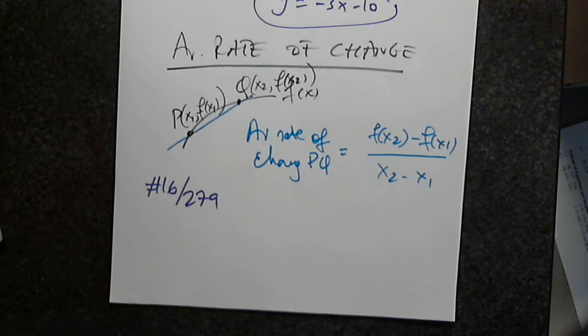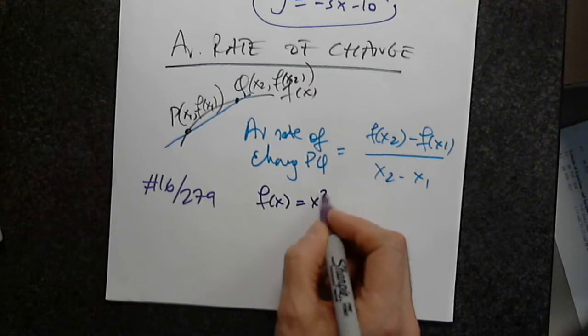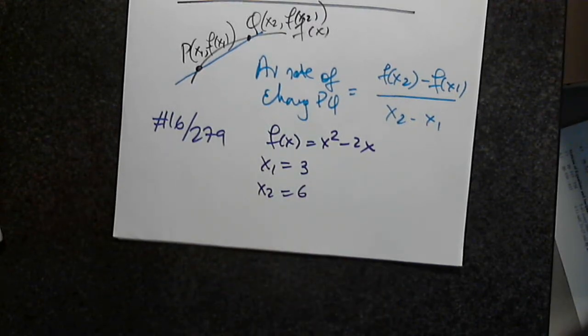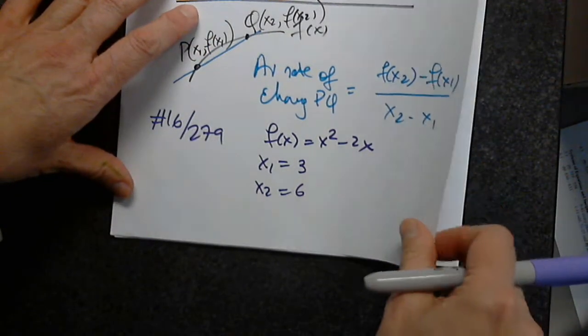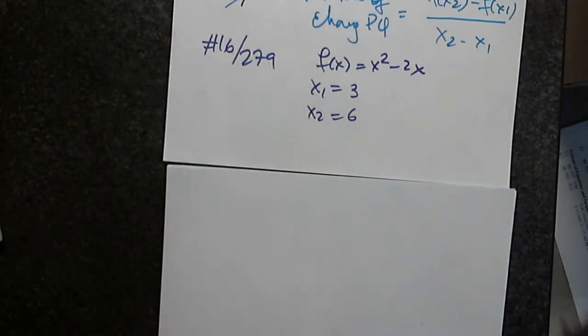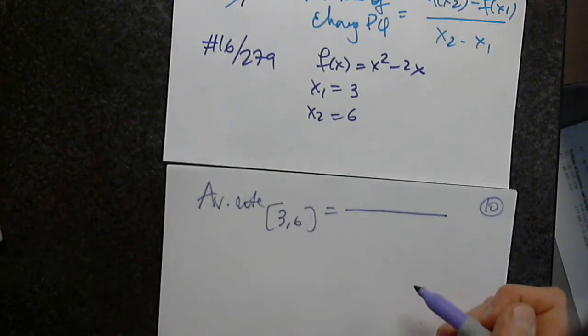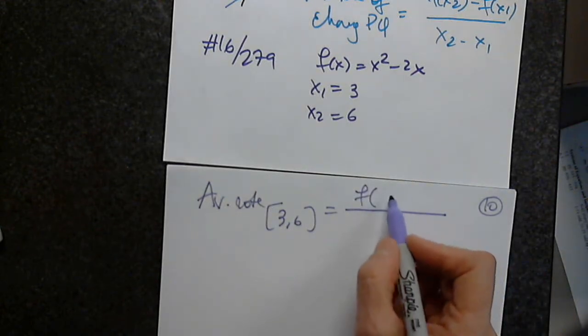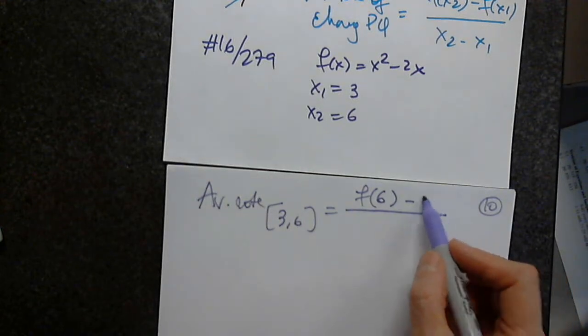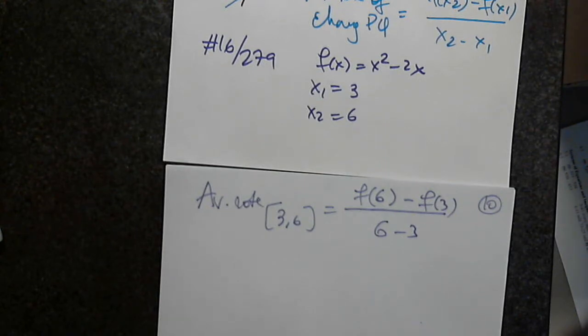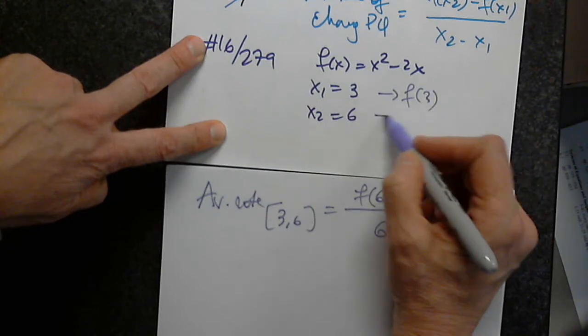In 16 we are given f of x equals x squared minus 2x. They are giving us x1 equals 3 and x2 equals 6. They want us to determine the average rate of change between these points. What am I missing? Exactly. So that will be f of 6 minus f of 3, over 6 minus 3. That's all we have to determine. Can anyone find f of 6 and f of 3?